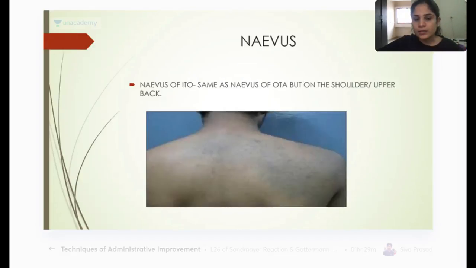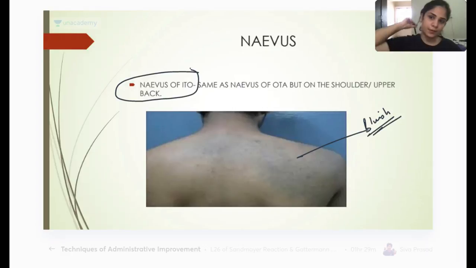Now over here, can you tell me where the melanocytes have aggregated, in the dermis or in the epidermis? In the dermis only. Why? Because it is again bluish in color. Correct. So this one is called the nevus of Ito. Ito is present on the back. Ota is present over the eye and Ito is present on the back.